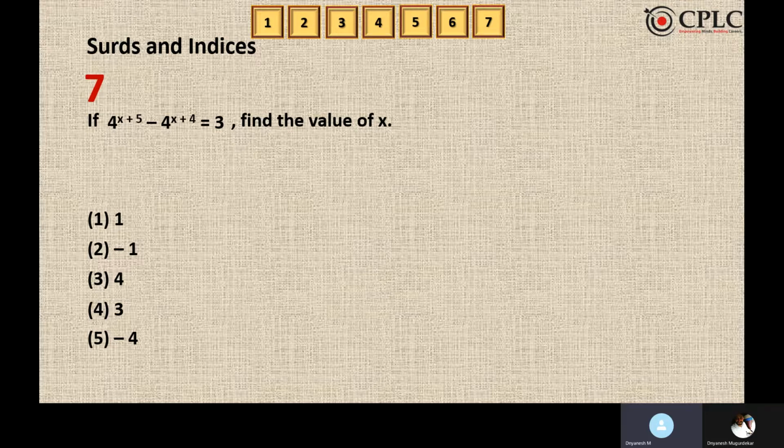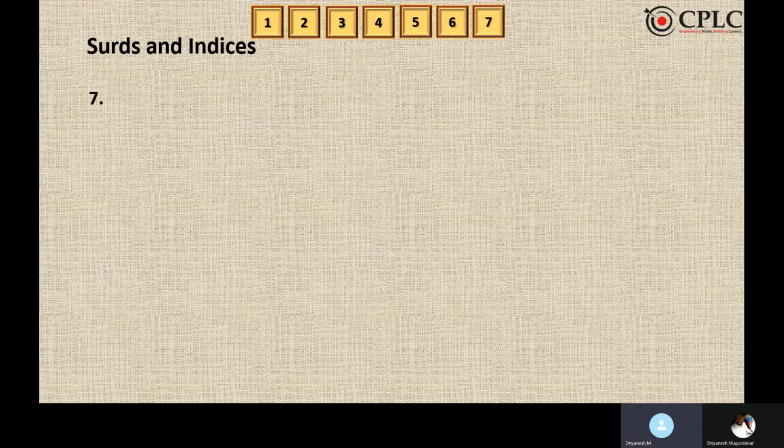So that effectively tells me that in the place of x plus 5, it should have been 1, so that it becomes 4 raised to 1. And in the place of x plus 4, it should have been 0, so that 4 raised to 0 is 1, and 4 minus 1 is 3. So you solve for that. Either x plus 5 is equal to 1 or x plus 4 is equal to 0. Both expressions, after solving, give the value of x as minus 4, which is answer option 5.